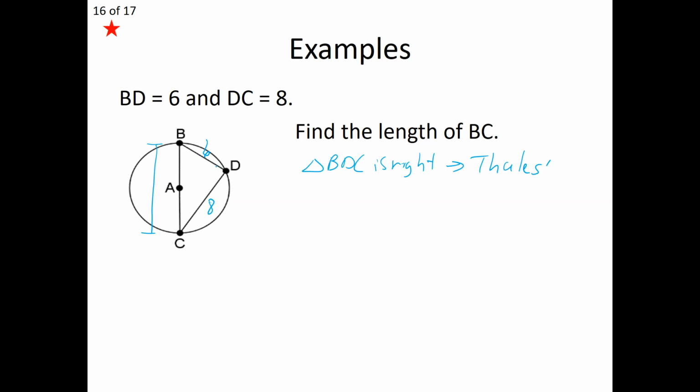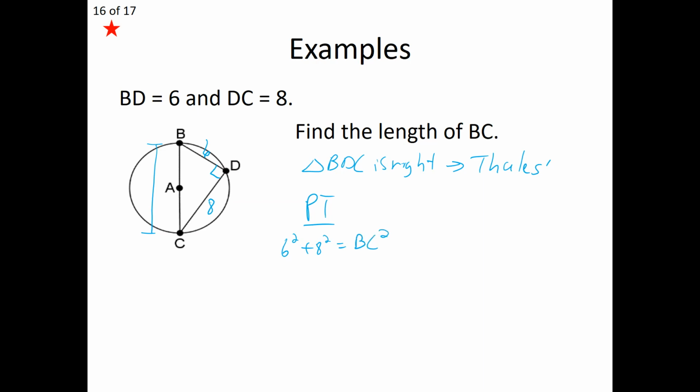In other words, angle D is a right angle. Now, I'm asking you to find a missing side of a right triangle, and I gave you two sides. What is our theorem that we can tap into? The Pythagorean theorem, PT. So we're doing 6 squared plus 8 squared. We're looking for the length of BC.